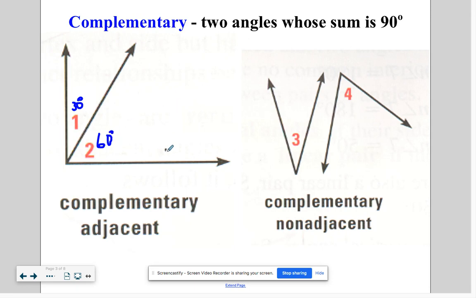Now for complementary and supplementary, they do not have to be adjacent. They could be like this orientation here, angle 3 and angle 4, or they could be anywhere. So any two angles that add up to 90 degrees, we can call them complementary. They add up to 90 degrees.